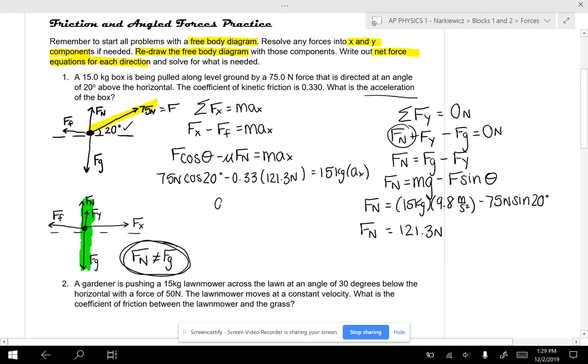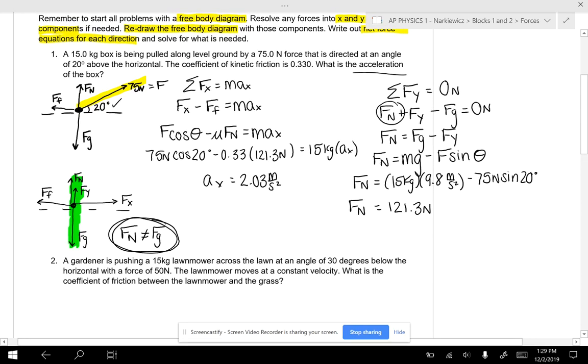And we get an acceleration in the x direction of 2.03 meters a second squared. Okay. So in this question, we had to use both directions because we were missing information about the normal force, even though what we were looking for was in the x direction.